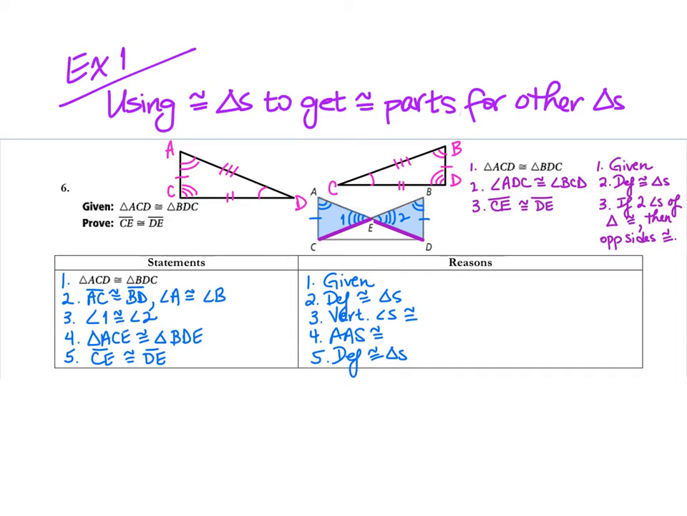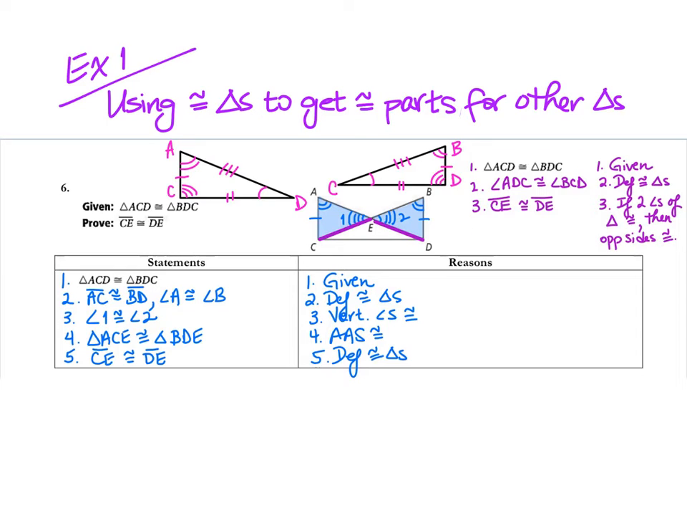This example is showing how you can prove a pair of triangles congruent using congruent parts that you get from another pair of congruent triangles. So right here is the original diagram that we're asked to prove the blue triangles congruent. Unfortunately, all that we know is that the vertical angles are congruent, so we don't have anything else that we can use in those triangles.